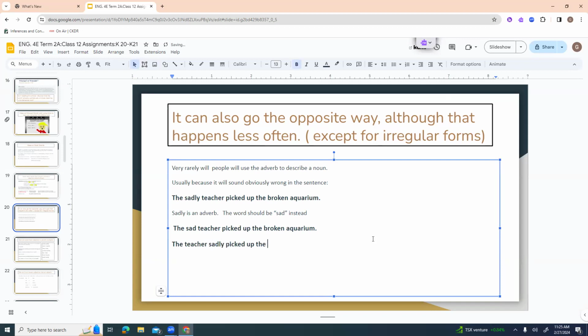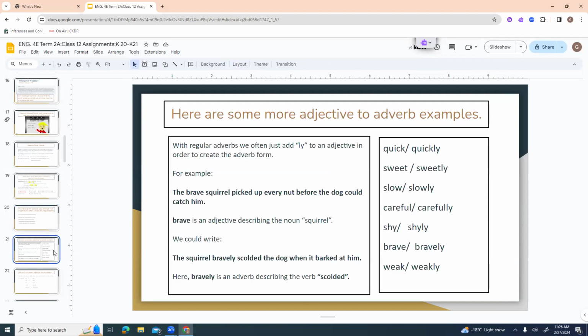And before we've talked about word order in English, how where a word is placed affects what part of speech it is and how we see it. Here, the word sad is in front of teacher because it's describing teacher. Here, the word sadly is in front of picked up because it's describing how she picked up. So that's an example of why we don't usually make that particular mistake, because it really does sound quite funny.